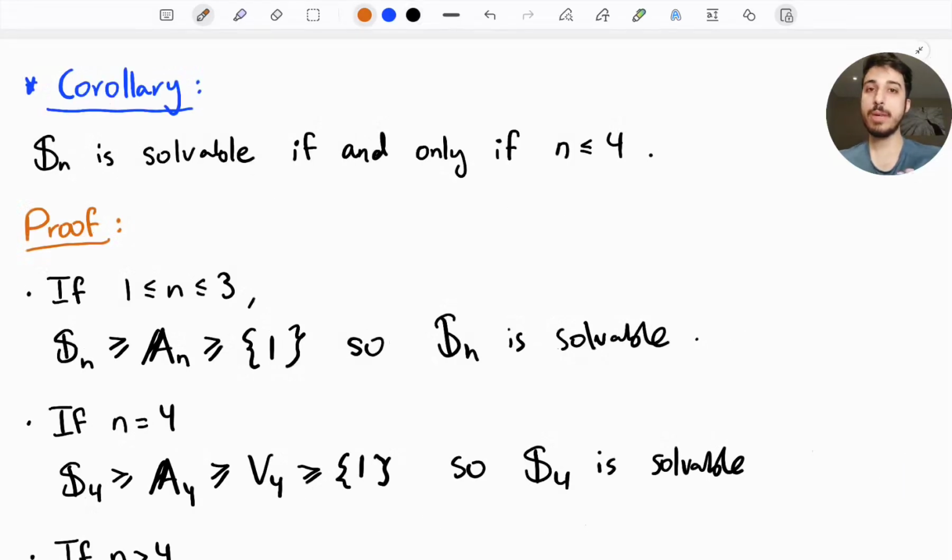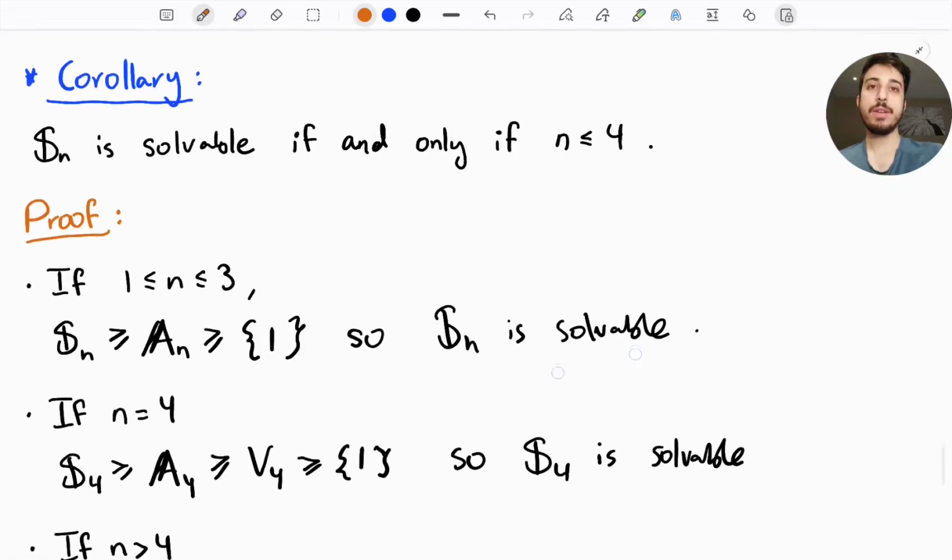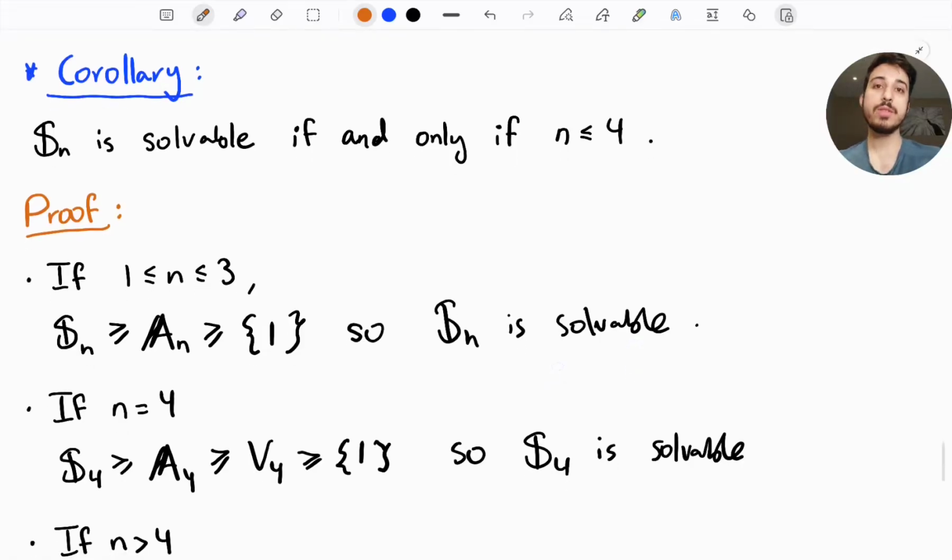Now the question that you might have in mind once you've seen the definition of a solvable group is, why do we call the group solvable? Why that name precisely? Well, the answer to that is very, very nice. The group is solvable if its corresponding polynomial is solvable. And what is a solvable polynomial?